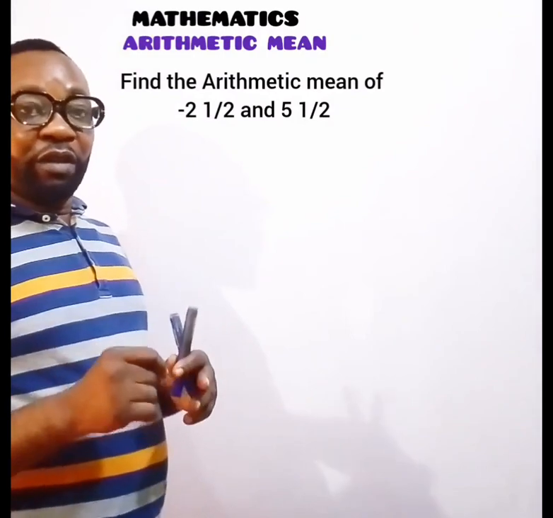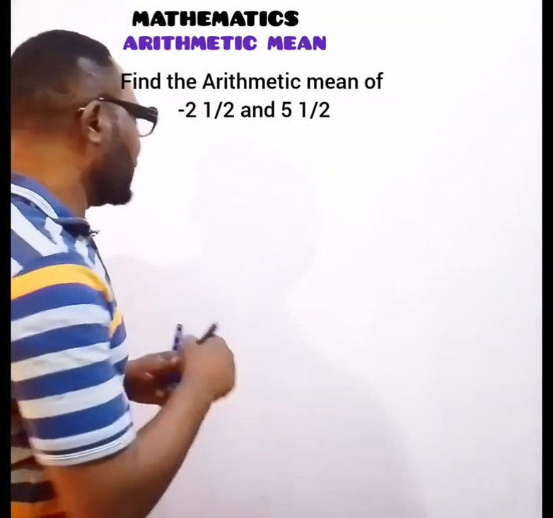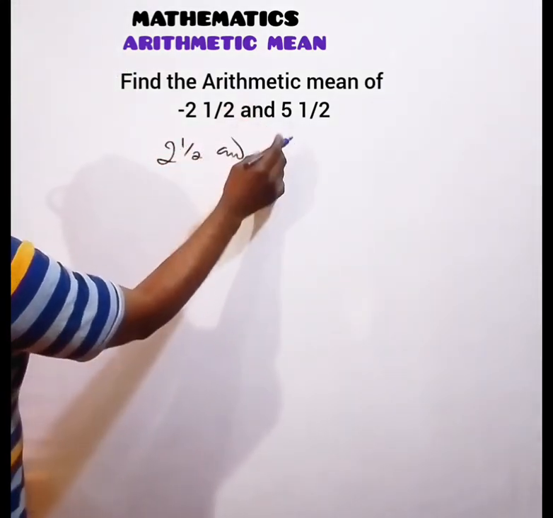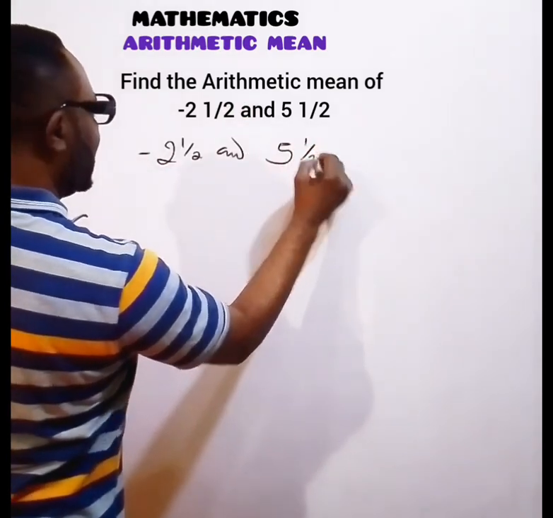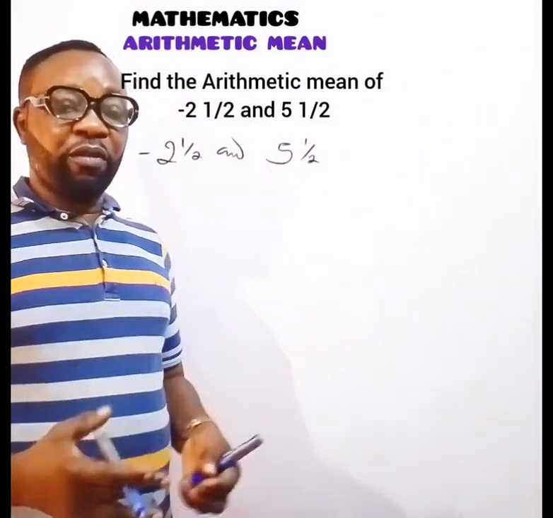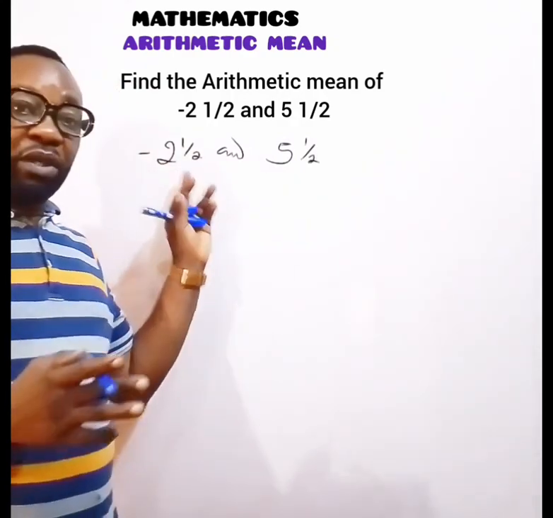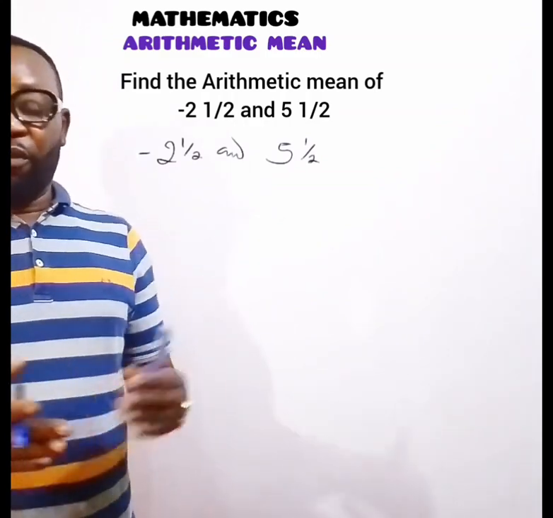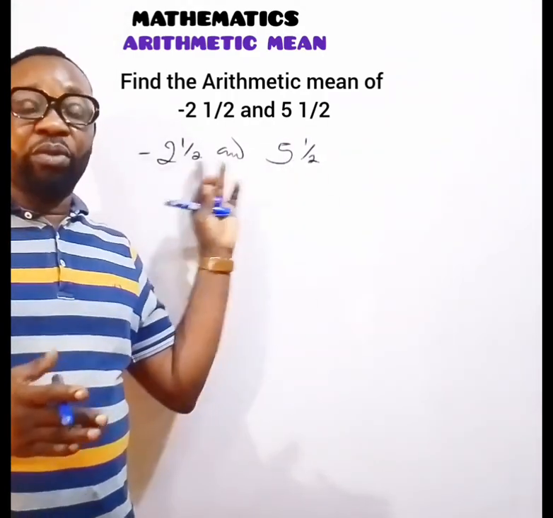We are asked to find the value of the arithmetic mean between the values given here. We have 2 whole number 1 over 2, and the next one is minus, and the next one is 5 whole number 1 over 2. That is the value given to us here. We are asked to find the arithmetic mean of these values. When you are given a question like this, it is assumed that these are consecutive terms, and for us to have an arithmetic mean, there must be a value in between these two expressions.